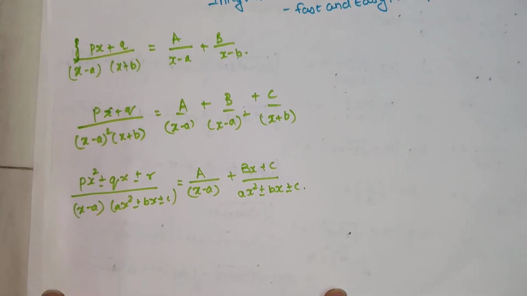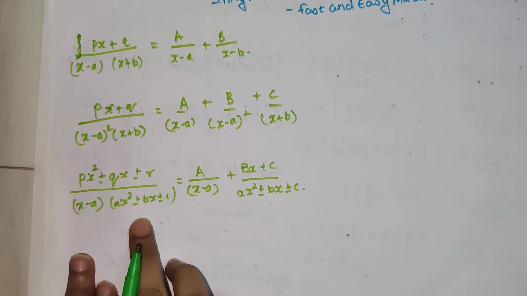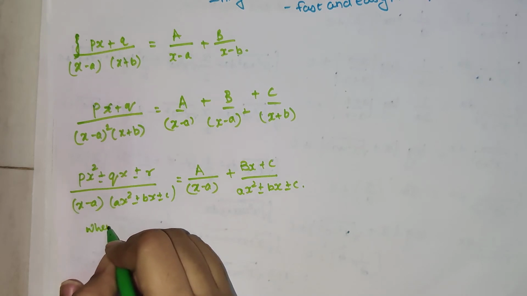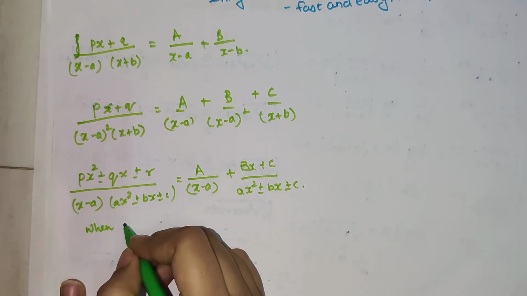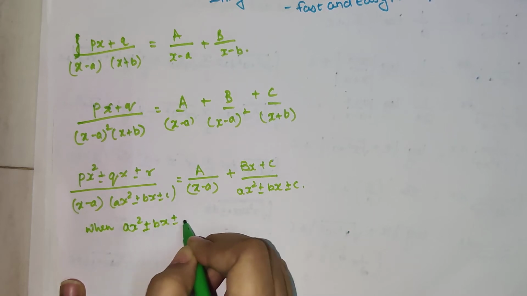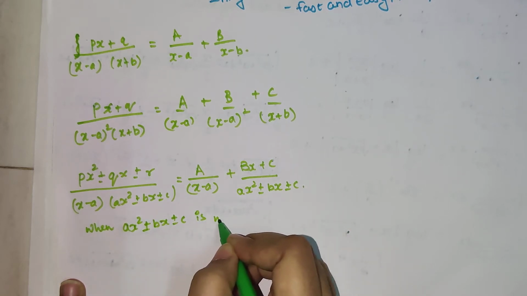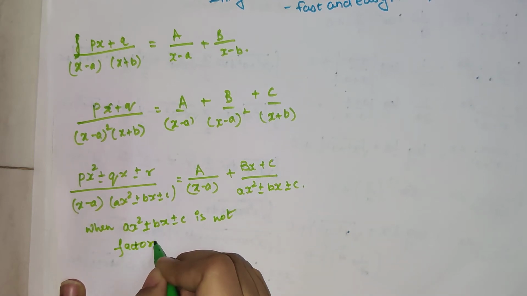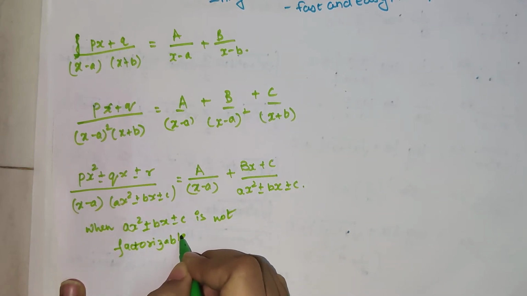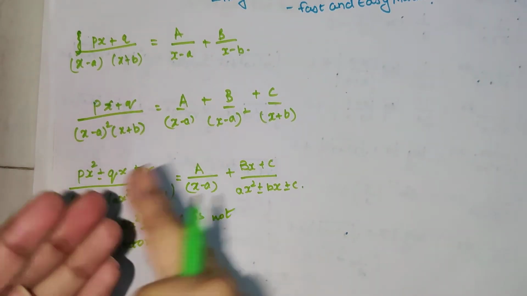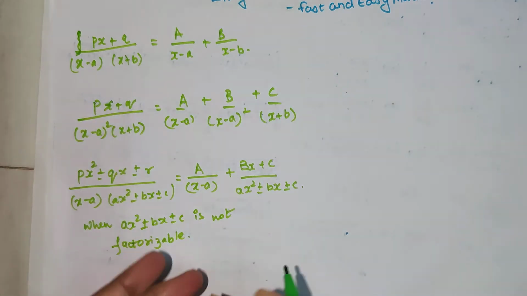Now why like that? Because this can be done only when the quadratic in the denominator, so ax square plus minus bx plus minus c, is not factorizable. Only then you have to use this. Otherwise you just factorize it and use any of the methods given.